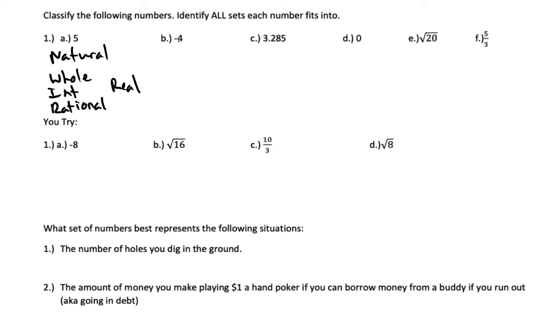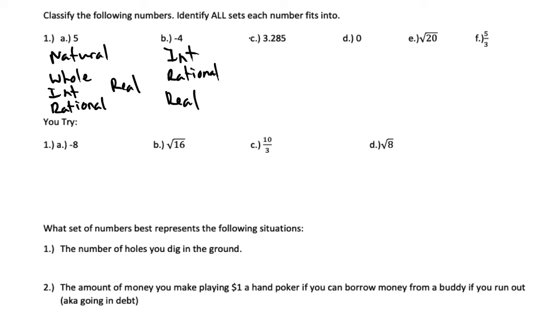What about negative 4? Is negative 4 a natural number? Is it 1 through infinity? No. Is it a whole number? Well, the whole numbers are just 0 through infinity, so it's not. Is it an integer? It is, because the integers are all the whole numbers and their negative counterparts. So this starts at an integer, and if it's an integer, we know it's rational, and we know it's real.